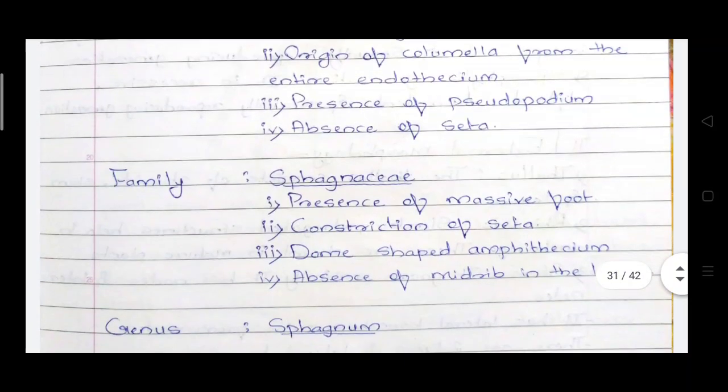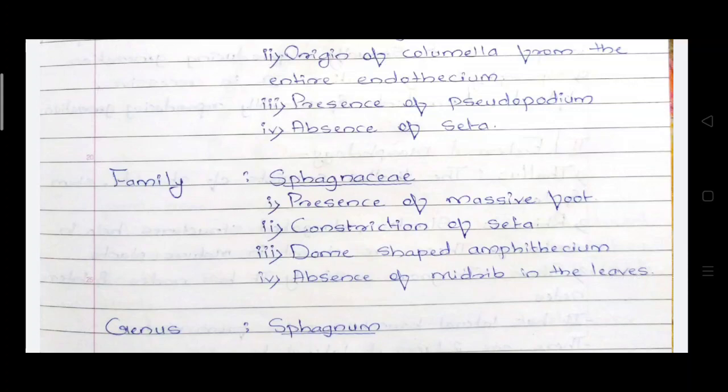Next is the family Sphagnaceae. Sphagnum comes under the family Sphagnaceae. The characters of the Sphagnaceae are the presence of a massive foot, the absence of the seta, a dome-shaped amphithecium, and the absence of a midrib in the leaf.